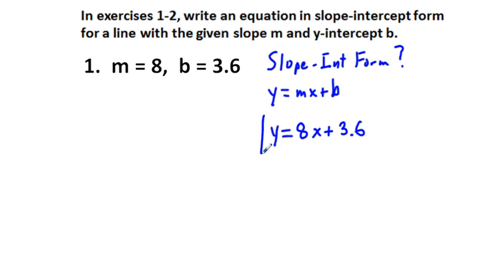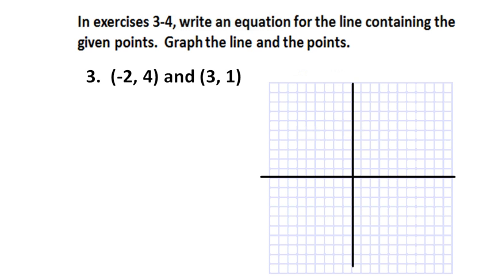And I don't know if this is going to be the easiest problem you're going to have this year, but it certainly has to be a candidate. Next on our problem list is 3. In exercises 3 and 4, write an equation for a line containing given points, graph the line and the points. To do like we did in problem 1, we need to know the slope and the y-intercept.